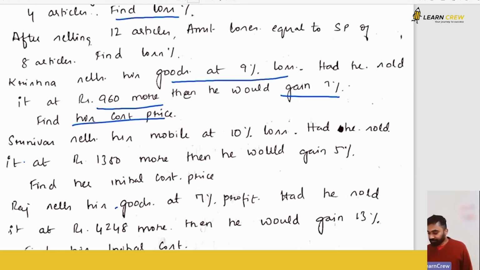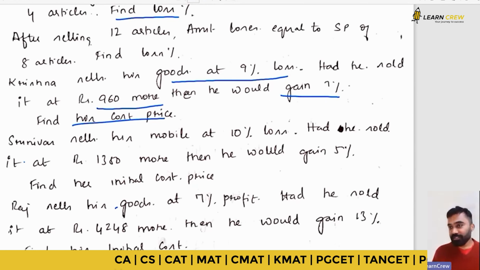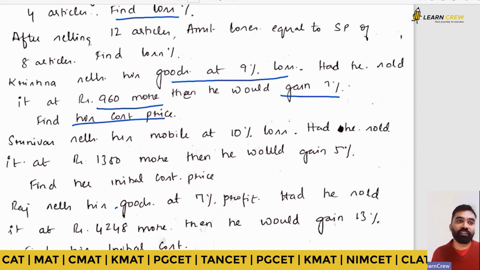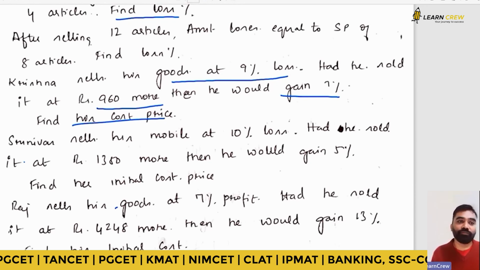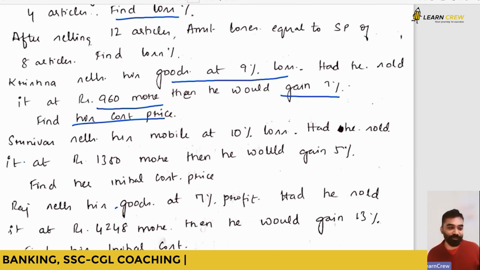Now do you want to give a try? Give a try. Here you do not know the cost price. You do not know the selling price. One hint is you can assume. Use assumptions here. Start and let me know what would be the cost price.